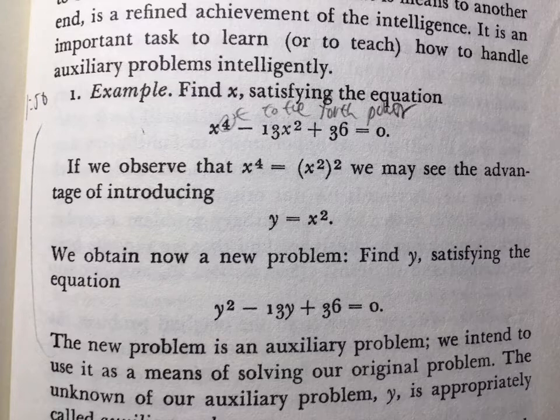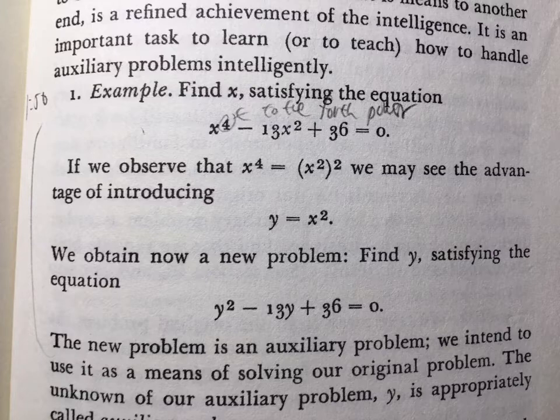We obtain now a new problem: find y satisfying the equation y squared minus 13y plus 36 equals 0. The new problem is an auxiliary problem. We intend to use it as a means of solving our original problem. The unknown of our auxiliary problem, y, is appropriately called the auxiliary unknown.